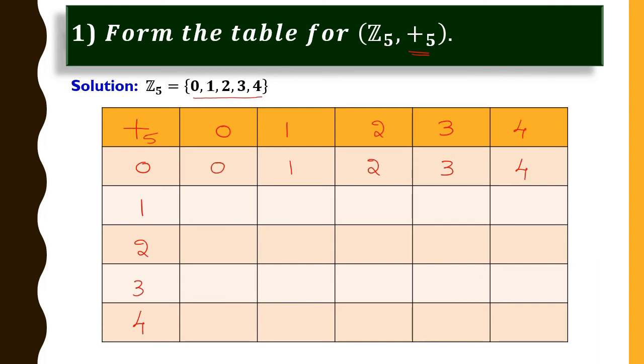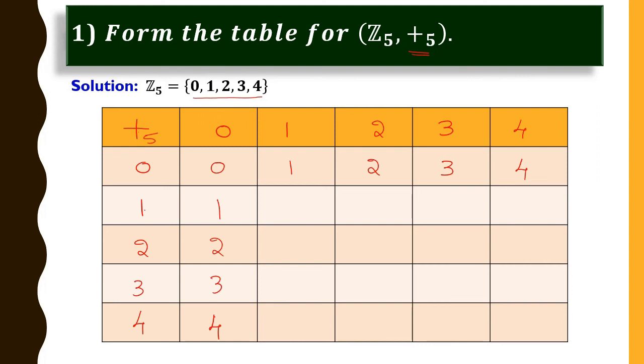Similarly, we shall fill up this column. Again, 1 plus 0 is 1. 2 plus 0, 2, 3 plus 0, 3. Similarly, 4 plus 0 is 4. And the next, we shall fill up this row for 1 addition modulo 5.